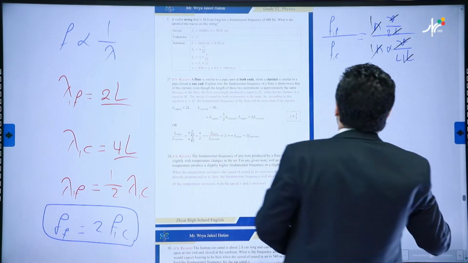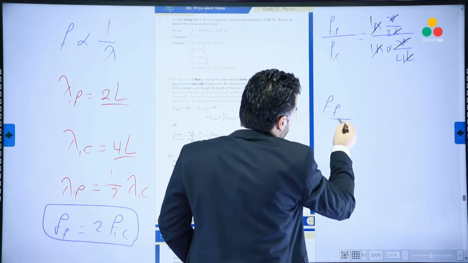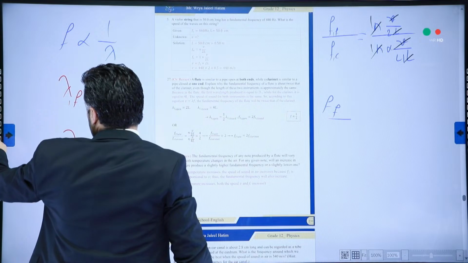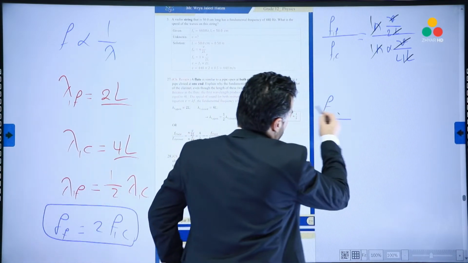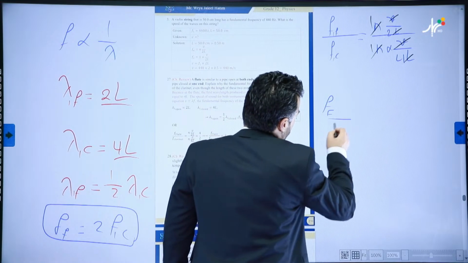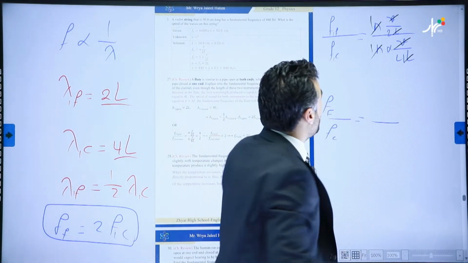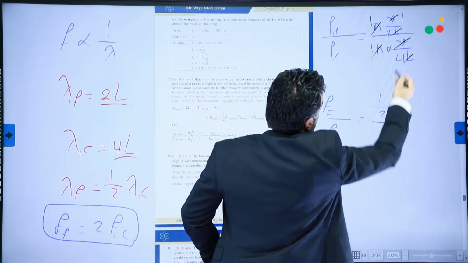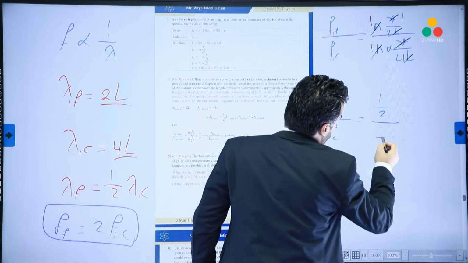So what is left now here? Let me write capital F for the flute so that you can differentiate between the two. So let's go back one step. The fundamental frequency for the flute over the fundamental frequency for the clarinet. Now take a look at what is left in the equation. Here we have 1 over 2, and below the fraction, the denominator, we have 1 over 4.